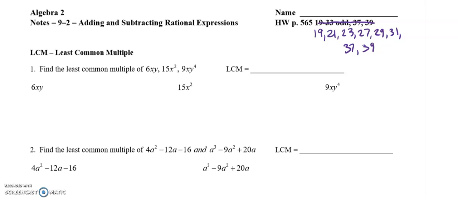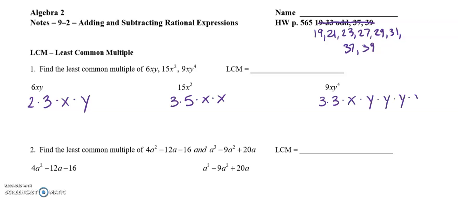So first of all, let's practice finding the least common multiple of 6xy, 15x squared, 9y to the fourth. First thing we want to do is do a factor tree and basically see what the factors are. So 6xy, we have 2 times 3 times x times y. For 15x squared, we have 3 times 5 times x times x. And for the 9y to the fourth, we get 3 times 3 times x times y, y, y, y. 4 y's because it's y to the fourth.